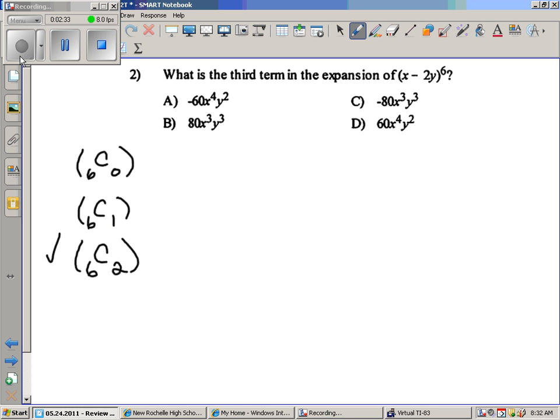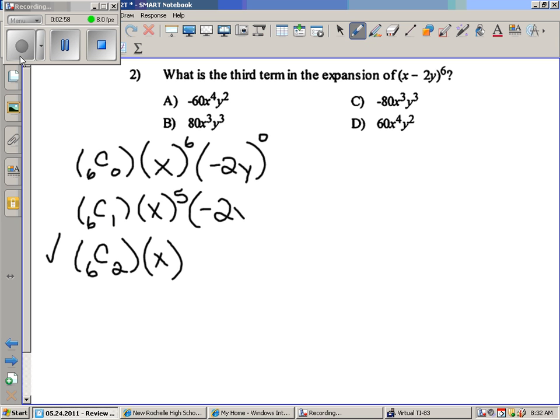If it's 6C2, then the rest of it has got to be x, right? What are the numbers going to be? Is it confusing? Let's just see. Let's do it really easily. The first term in the sequence, x would have started at 6, and then this would have been negative 2y to the 0. The second term would have been x to the 5th, negative 2y to the 1st. So this would have been x to the 4th, negative 2y squared. See how to do it now? Real easily. Doesn't take too long. You don't even need to count on your hands if you don't really like that.